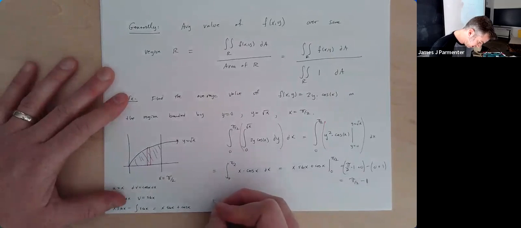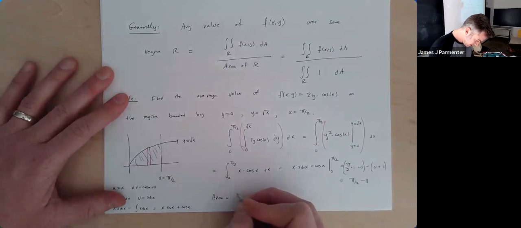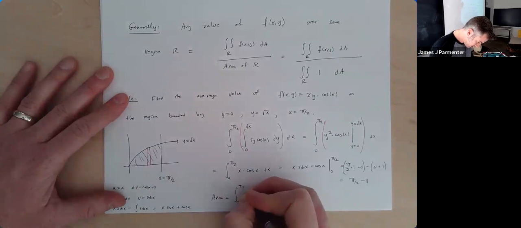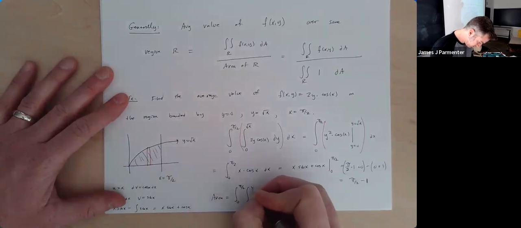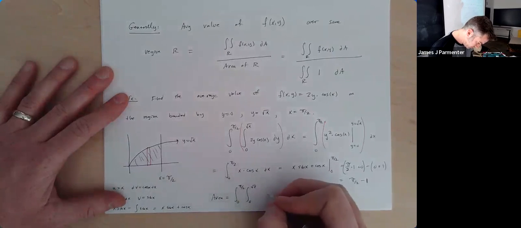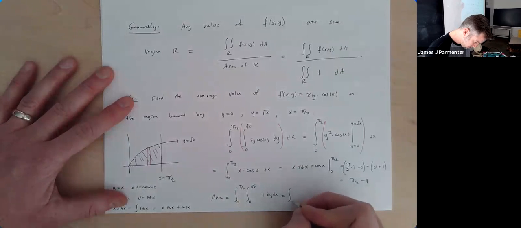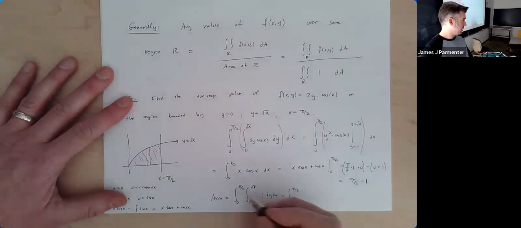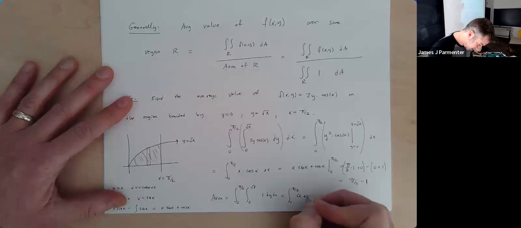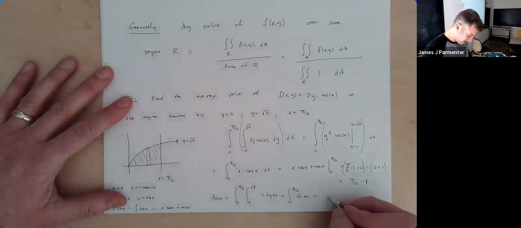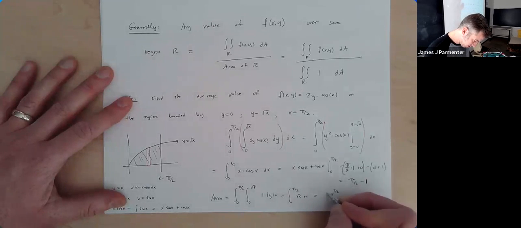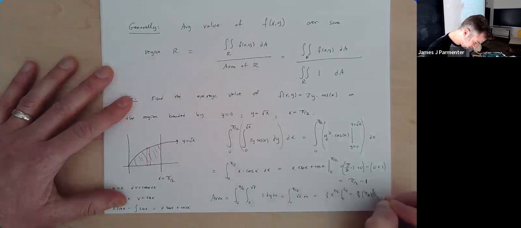So just real quick, the area here is just going to be the same double integral, except way easier because we're just integrating 1. If I integrate 1, I get y. I plug in root x minus 0, so I get root x. And if I integrate that, I get x to the 3/2 times 2/3, from 0 to pi over 2. So I end up getting 2/3 times pi over 2 to the 3/2, which is kind of funky.